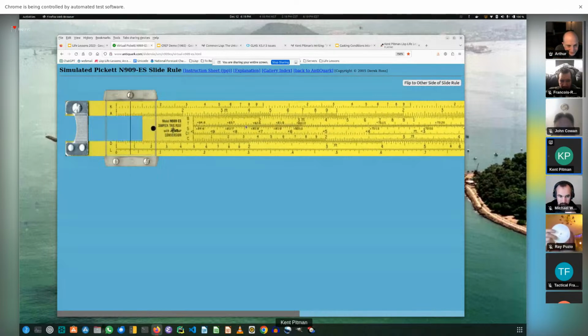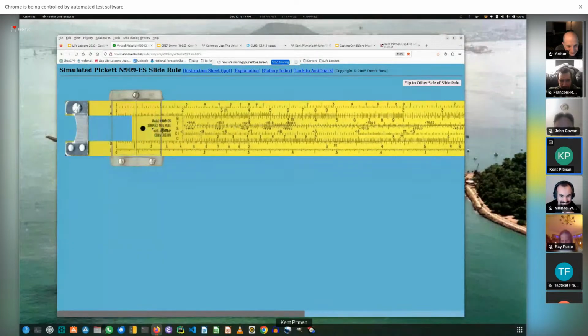If you want to multiply, for example, 2 times 3, you would go and find 2, that's the 2 there. And then you go down here and find 3 and read up and see that the answer is 6. So we moved sticks around and that got us answers.